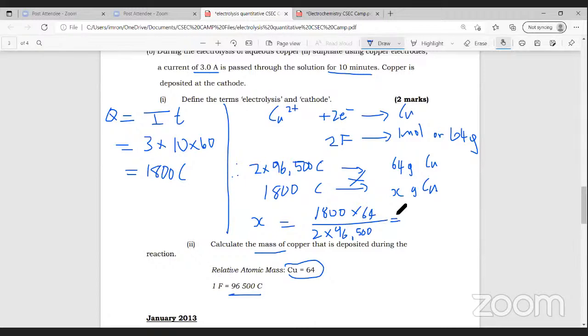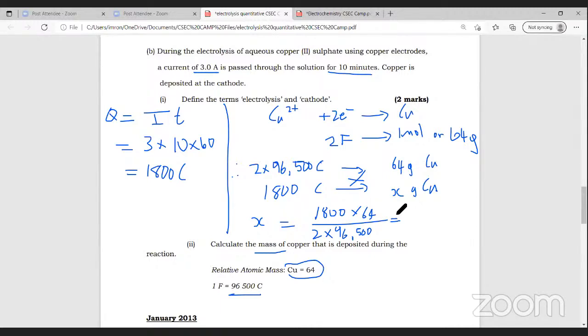And there's my calculation. So I have 1,800, and I'm doing it on my calculator now as I speak to you. Divide by 96,500, equals. And I'm getting 0.596, just like you people. So I'm getting 0.597 grams. All right, a gram.